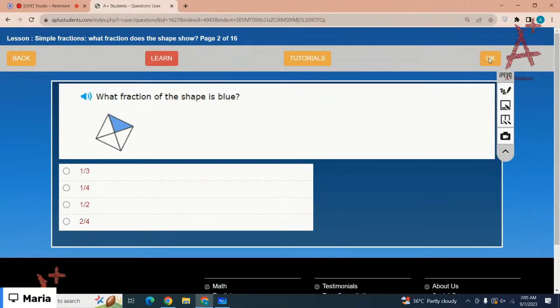Okay, what fraction of the shape is blue? So just look at the shape. The shape has total 4 portions, 4 equal parts, right? 1, 2, 3, 4 parts, and only one of them is blue. That means it would be 1 out of 4. 1 out of 4 is blue, right? And you can write it as 1 slash 4. So that would be the second option.